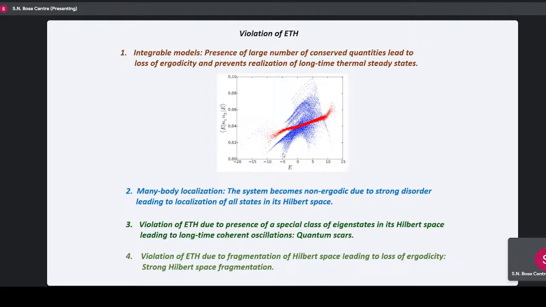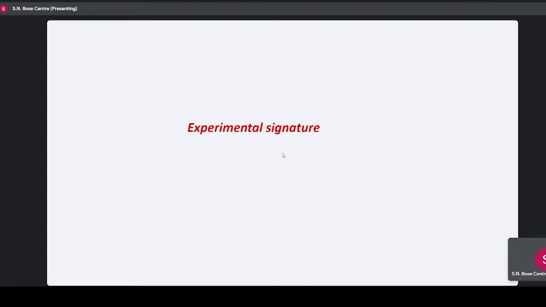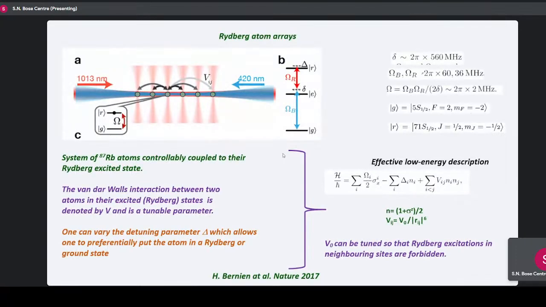Which leads to loss of ergodicity, and this phenomenon is known as Hilbert space fragmentation. And I'm going to show you realization of both of these in the context of driven systems. The experimental motivation comes from a series of Rydberg atom experiments, which have van der Waals interactions between two atoms in their excited states. This experiment was done in 2017, and it has become a standard experiment in the field.